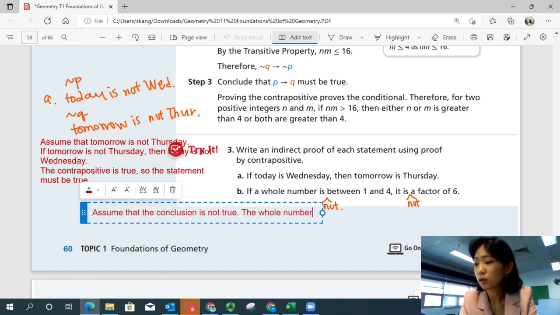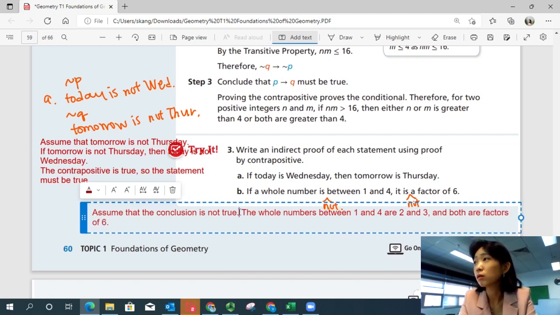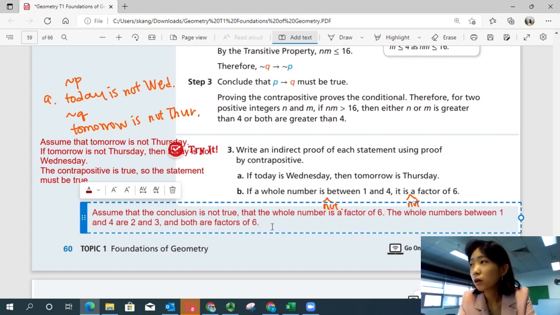The whole numbers between 1 and 4 are 2 and 3, right? The only whole numbers that are between 1 and 4 are 2 and 3. And both are factors of 6. So the whole number is a factor of 6, right? So it must not be between 1 and 4 if it is a factor of 6. So the contrapositive is true. So the statement must be true.